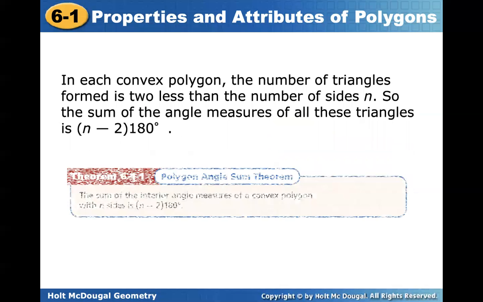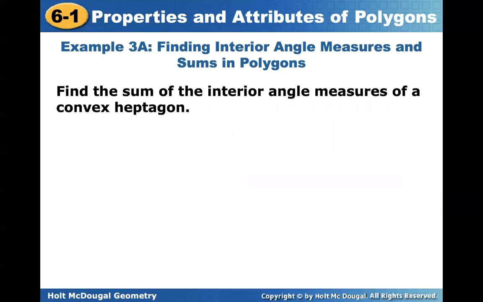I think we've done that before. So, in each convex polygon, the number of triangles formed is 2 less than the number of sides. We just talked about that. So the sum of the angle measures of all these triangles is n minus 2 times 180. Theorem 6.11 is the polygon angle sum theorem. The sum of the interior angle measures of a convex polygon with n sides is n minus 2 times 180. So you're just going to subtract 2 from the sides and multiply it by 180.